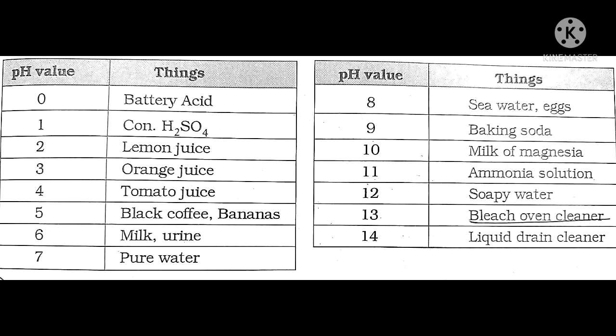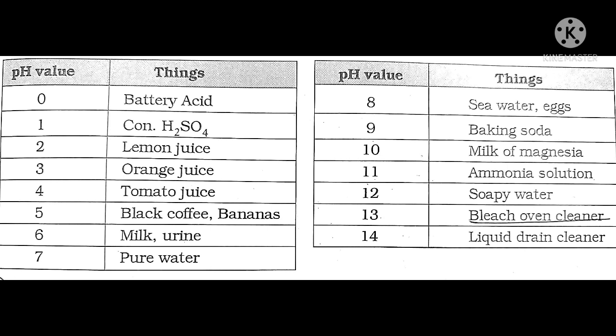Concentrated H2SO4 pH value is 1. Lemon juice pH value is 2. Orange juice pH value is 3. Tomato juice pH value is 4. Black coffee and bananas pH value is 5. Milk and urine pH value is 6. Pure water pH value is 7.